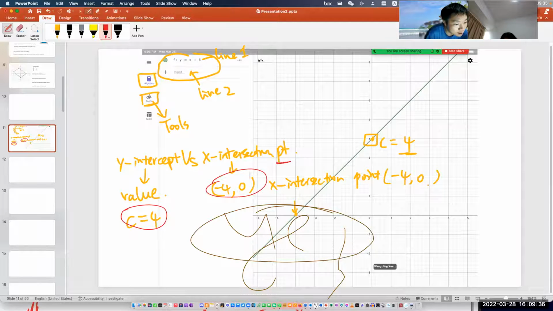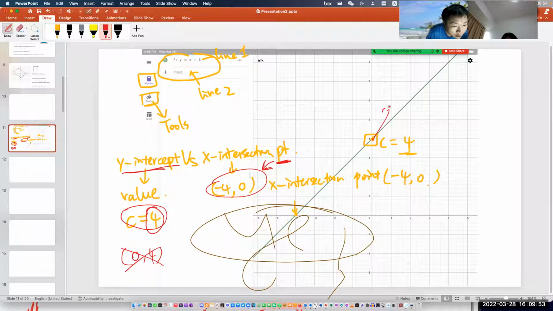If they ask you for a point, you need to give it in this format. But if they ask you for the y-intercept, it is a value, so you just give the value 4. You are not supposed to give 0, 4. No, wrong. This point is 0, 4. But we are looking for the y-intercept, and the y-intercept is a value, so c equals 4. So this is the difference. I want you to take note and give the correct answer depending on the question.